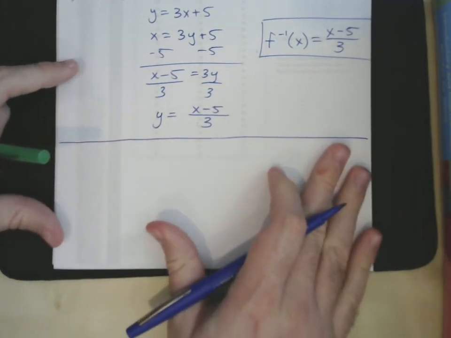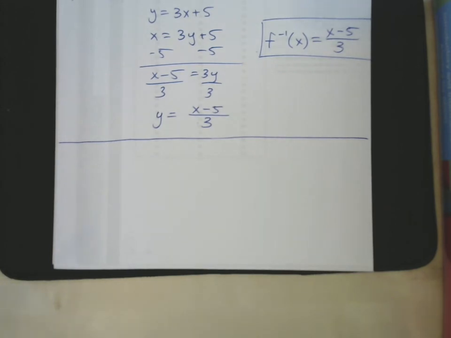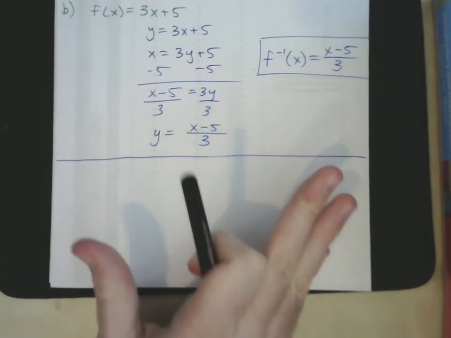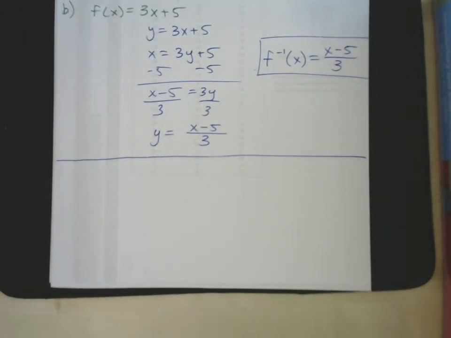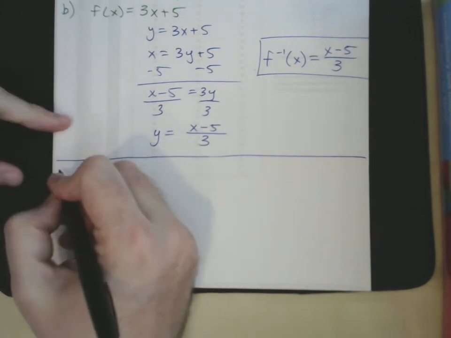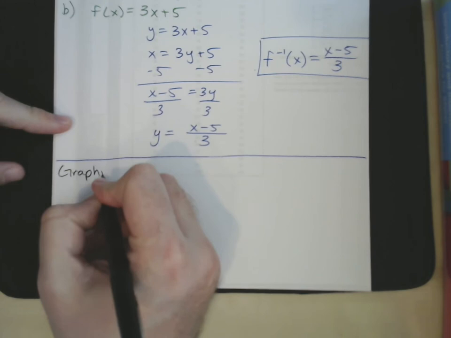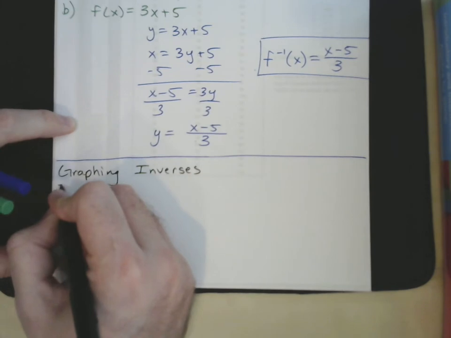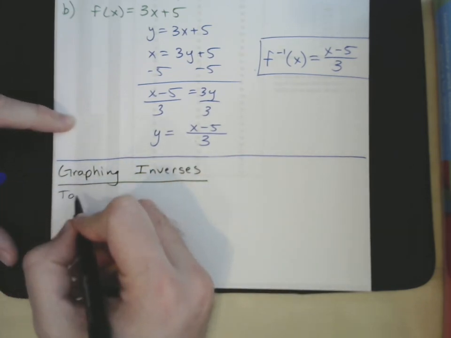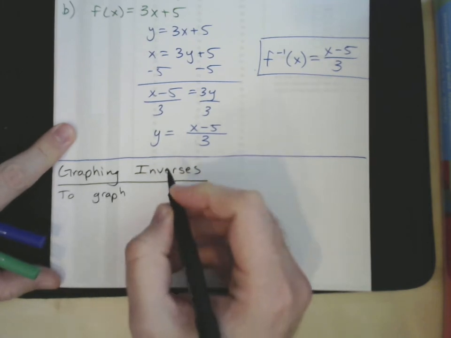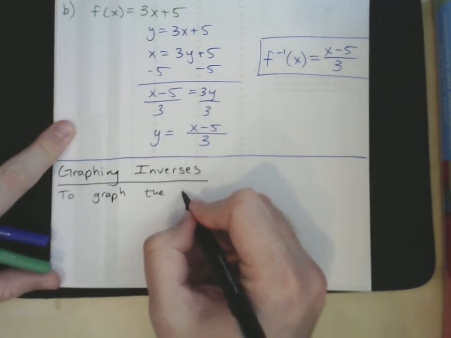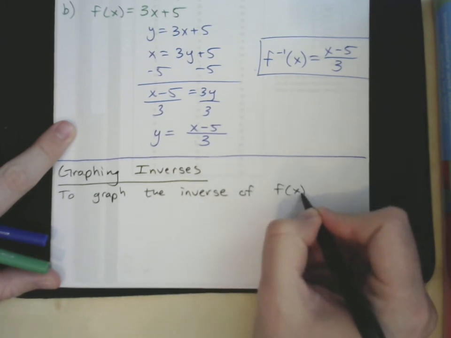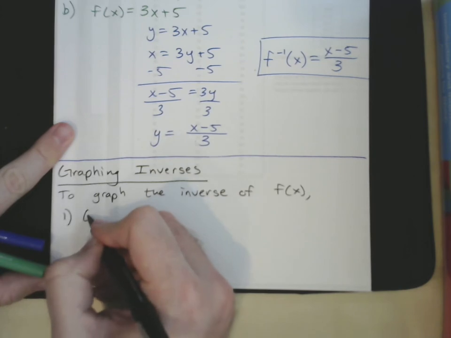So let's talk about how do we graph inverses. So of course we could solve for f inverse and then graph it, but what if we're not given the function? What if we're only given f of x? So we have a little procedure for graphing inverses. To graph the inverse of f of x, the first thing we do is graph f of x.